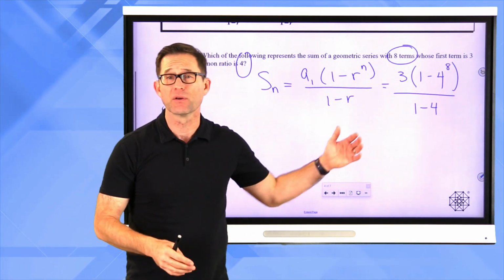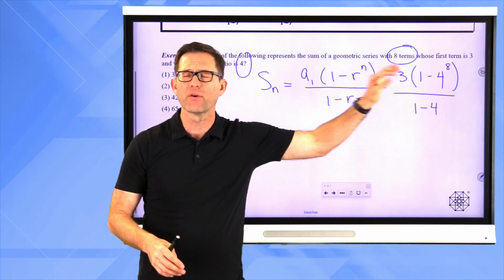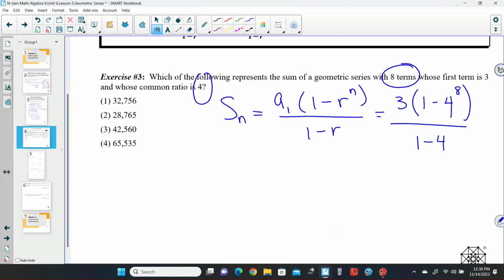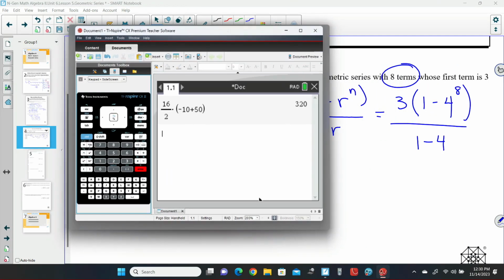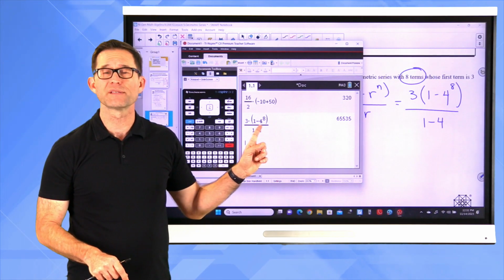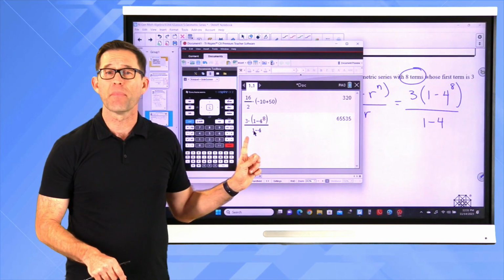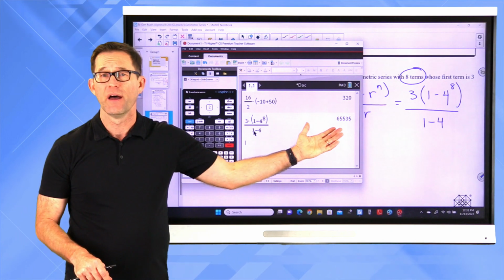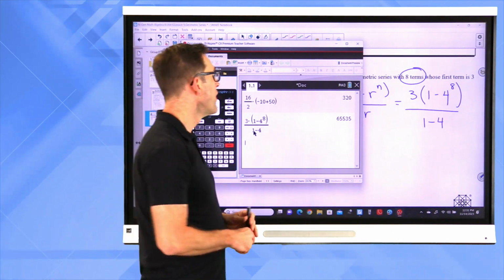Now you could definitely do this in steps. You could figure out the denominator is equal to negative 3 and the numerator is equal to whatever. I don't really see the point in getting any of that intermediate answer stuff. I'm just gonna put in a fraction bar. I'm just gonna do 3 times 1 minus 4 raised to the 8th in the numerator. In the denominator, I'm just gonna have 1 minus 4, enter, and there's my sum. So my first term times 1 minus my common ratio to the number of terms divided by 1 minus the common ratio, and that gives me 65,535.